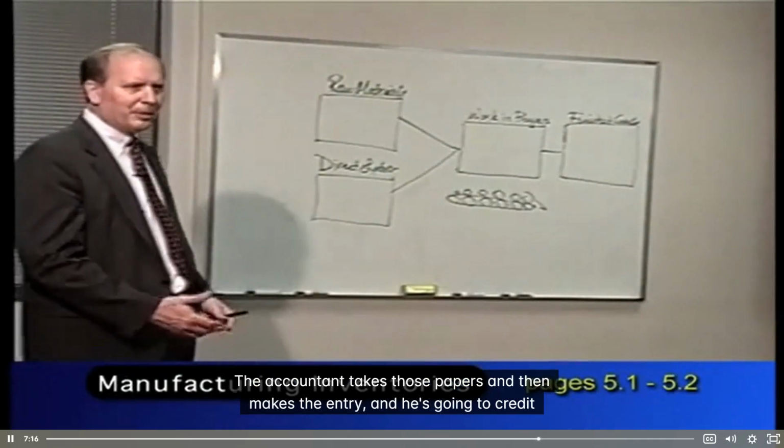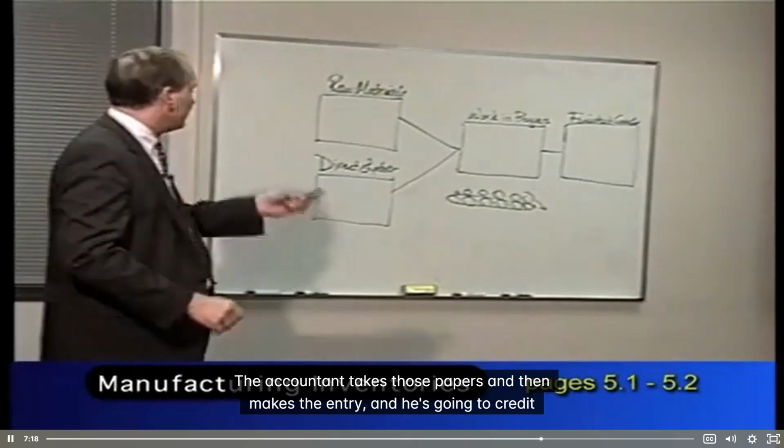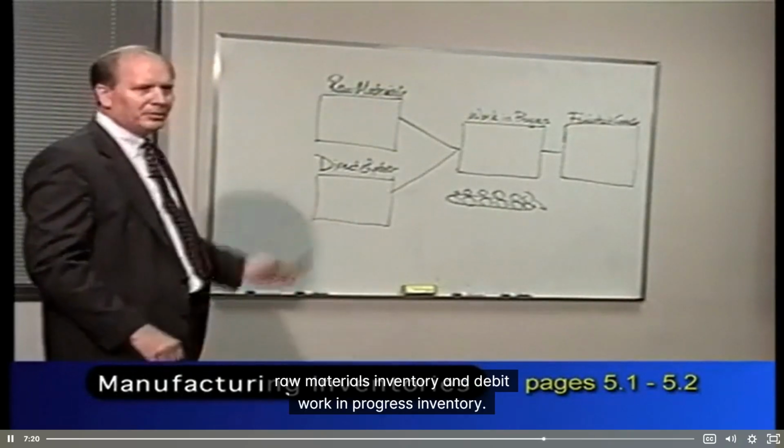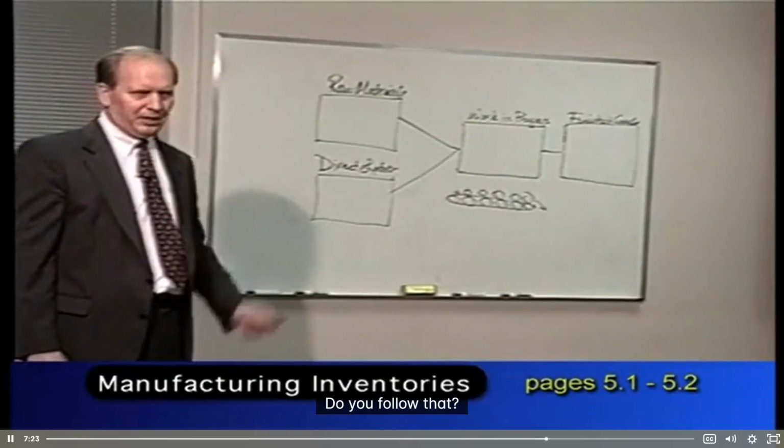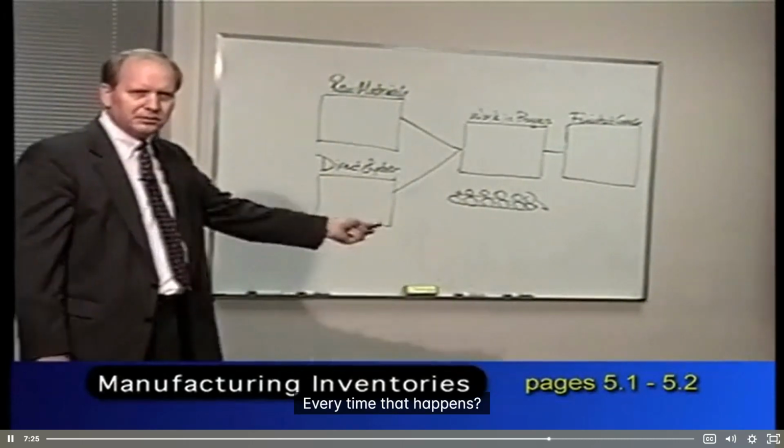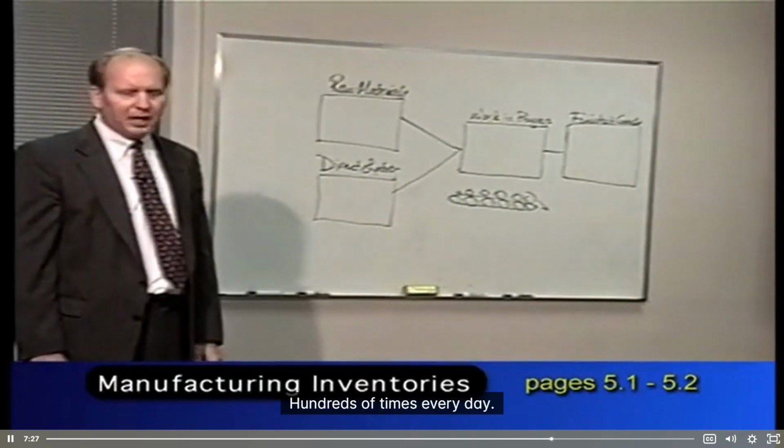The accountant takes those papers and then makes the entry. And he's going to credit raw materials inventory and debit work in progress inventory. Do you follow that? Every time that happens. A lot of times. Hundreds of times.